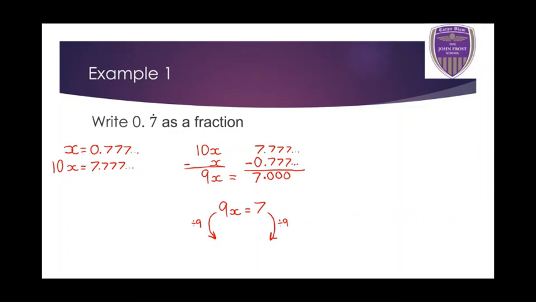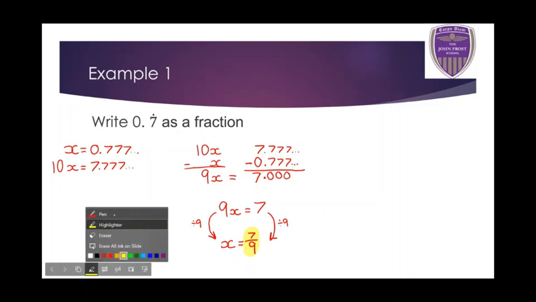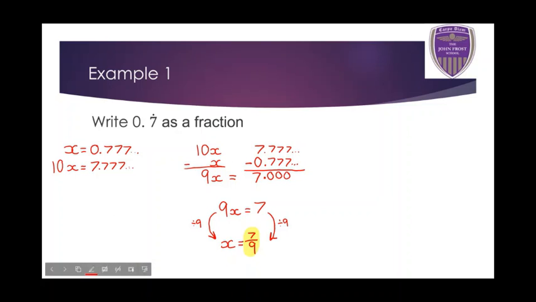So 9x divided by 9 is x. And 7 divided by 9, I'm just going to leave that as a fraction. And there we have it. x, which we said was 0.7 recurring, as a fraction is 7 over 9. Okay, let's have a look at another example.